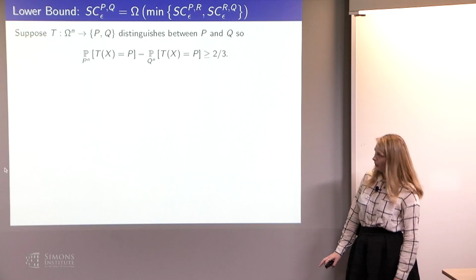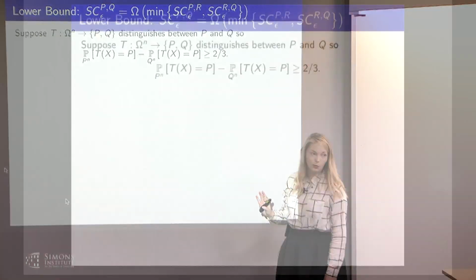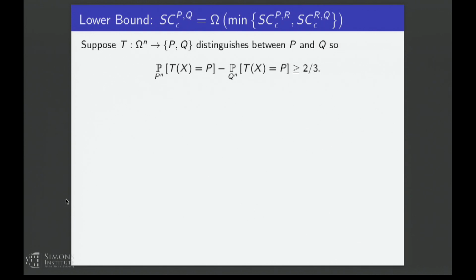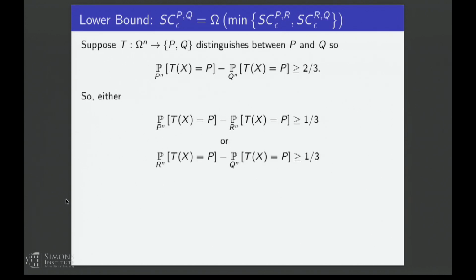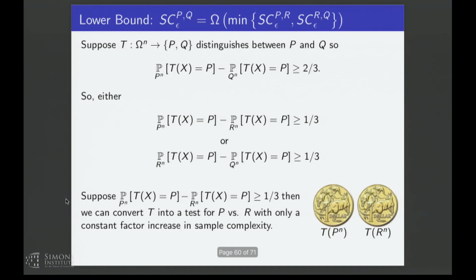Okay, so let's prove the first part. Suppose I have a test that distinguishes between P and Q. By definition, that means its advantage must be bigger than 2/3. Which means in particular that the advantage of this test with respect to P and R, or the advantage of the test with respect to R and Q, has to be bigger than 1/3. So let's suppose the first thing holds, that the advantage between P and R is bigger than 1/3. Then we need 2/3 here. But actually all that matters is that it's a constant. I can amplify any constant here to get up to 2/3.